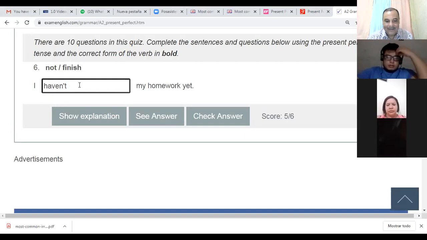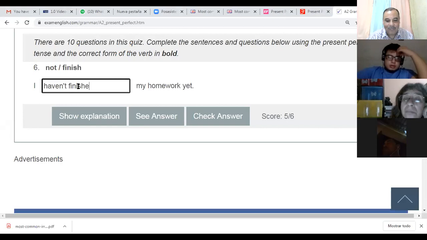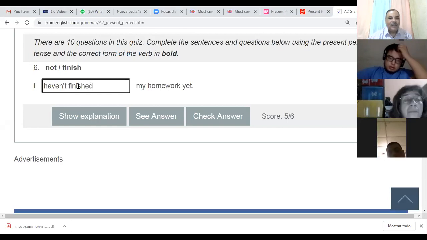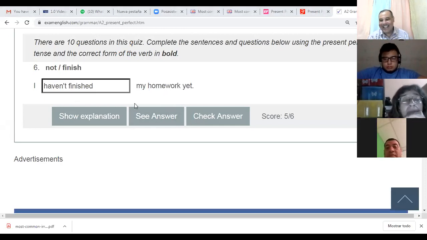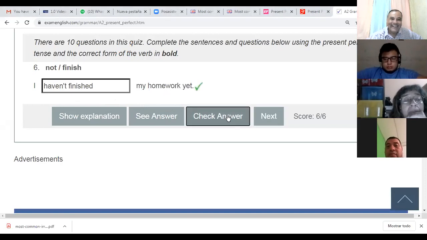I haven't my homework yet. But you have to use this verb. So I haven't. That is a regular verb. Okay, finish. So I haven't finished my homework yet. Okay? Yo no he terminado mi tarea todavía. Is that clear? It's really clear. Clear, yeah. As clear as the water. Yes, okay, very good.